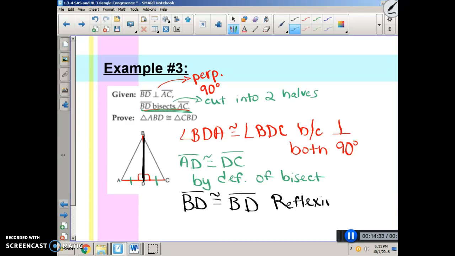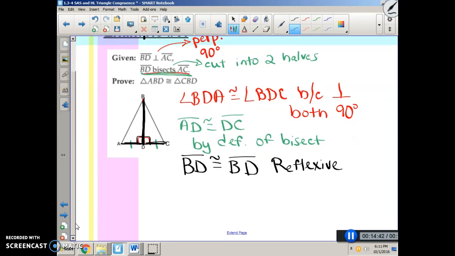Alright, well let's take a look at what I have. I have a side, I have an angle, and then I have a side. Well, that means that I must have proven it by SAS. So it's not HL this time, even though it's a right triangle. That's okay. This time it is by SAS.